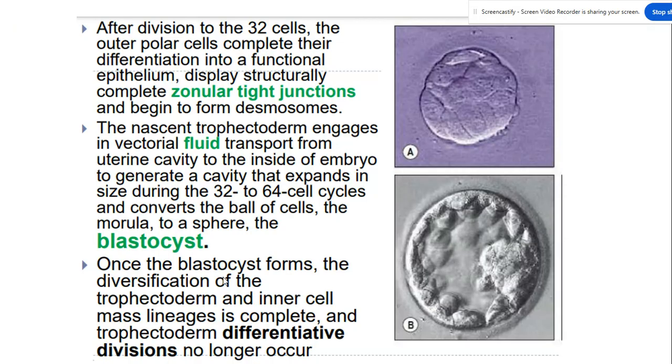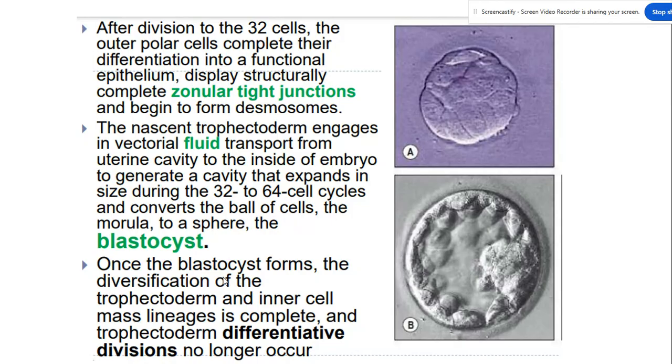The nascent trophoectoderm engages in vectorial fluid transport from the uterine cavity to the inside of the embryo. We did see there's an umbilical cord formation. We saw there's a digestive tract, right? Generate a cavity that expands in size during the 32 to 64 cell cycle and converts the ball of cells, the morula, to a sphere, the blastocyst, right? So we actually have a fluid transportation happening already, right?